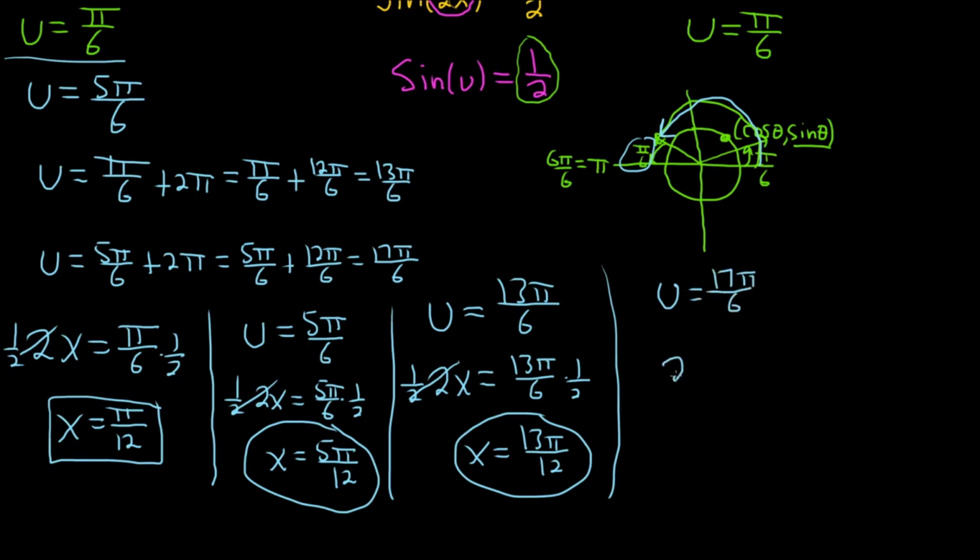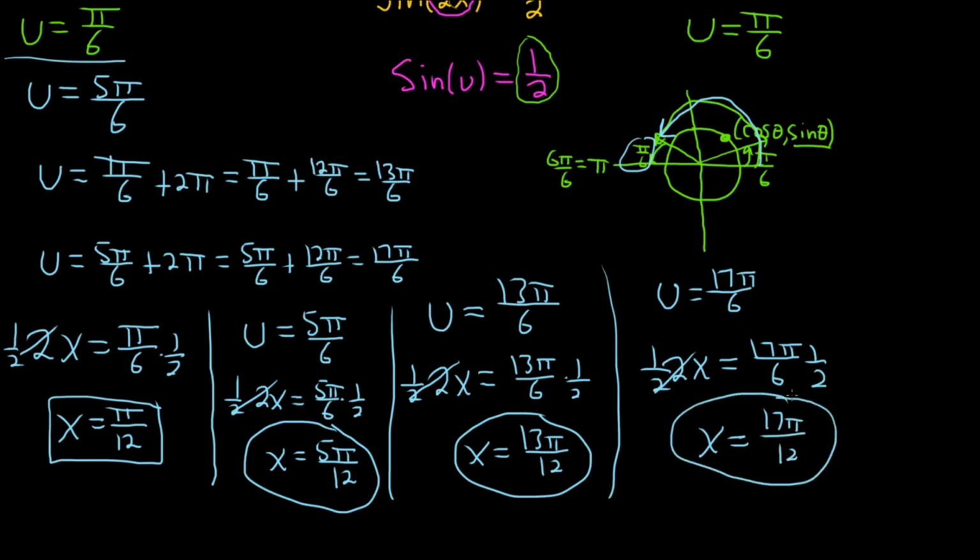Then one more, u equals 17 pi over 6. And again, u is equal to 2x. So 2x is equal to 17 pi over 6. Then you multiply by 1/2. Boom. X is equal to 17 pi over 12. And those would be all 4 answers.